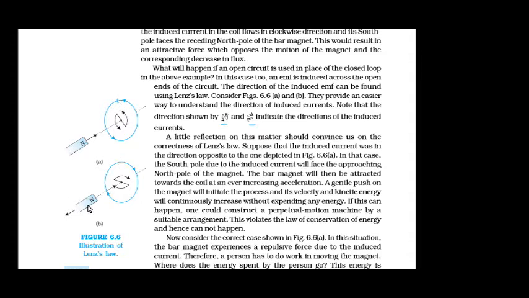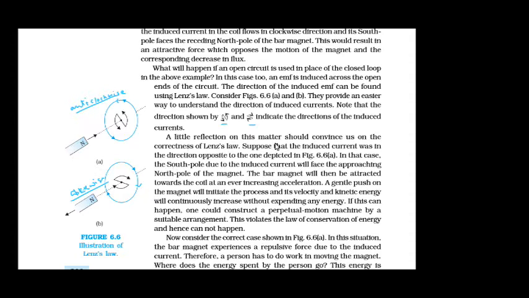Now when the North Pole is moving away from the coil, the direction of the current is opposite to this. So this one is clockwise and this one is anticlockwise. Here the direction of the current is this, and here the direction of the current is this.